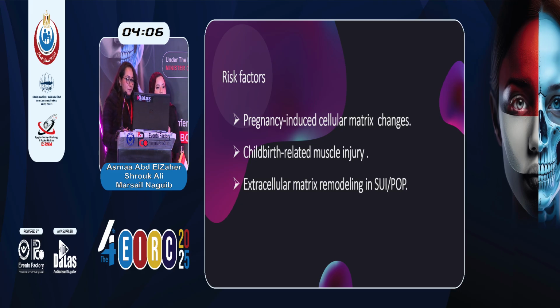Regarding the risk factors from the history taken from the patient group, first, pregnancy-induced extracellular matrix changes. The muscles become more stiff to accommodate the progressively increased pelvic pressure. Then childbirth-related muscle injury, especially if it's not visible on the conventional MRI. Extracellular matrix remodeling in stress urinary incontinence and pelvic organ prolapse. This is influenced by hormonal, traumatic stress and aging factors.